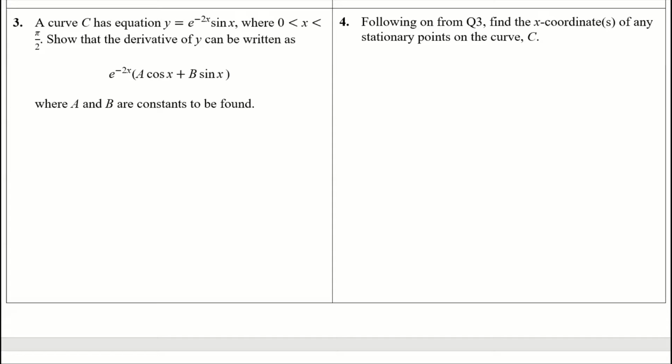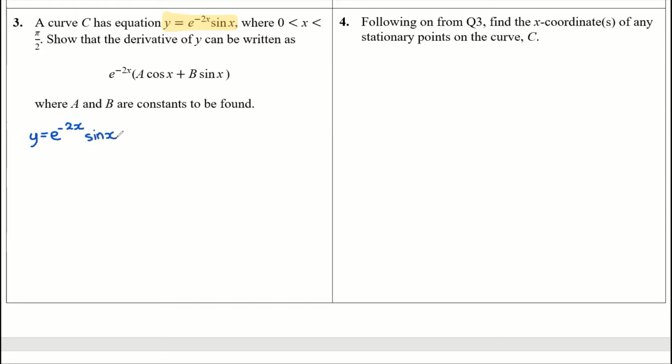So this time is the first time we've been presented with a derivative that has to be written in a particular form. Now, if we just look at the information we've been given, we've got a curve C. So there's a bit more context here as well. We're talking about a graph, and it's got an equation which is the product of an exponential and a trigonometric function. Okay, that's fine. So I'm just going to rewrite that out. So this is going to be y is equal to e to the negative 2x multiplied by sine x.